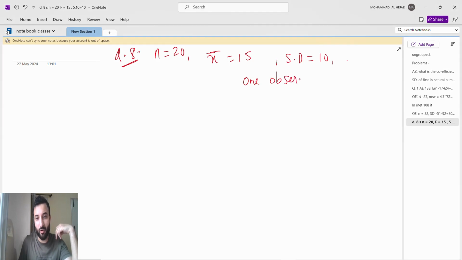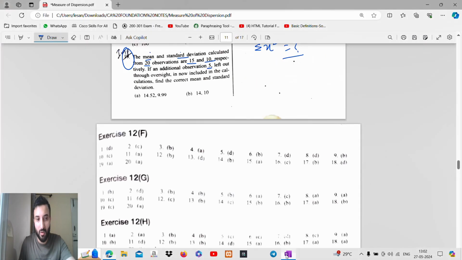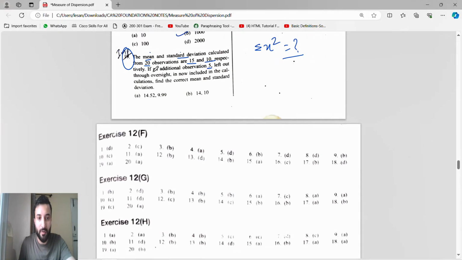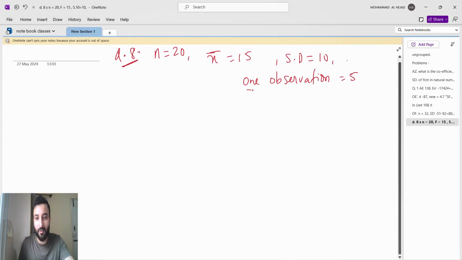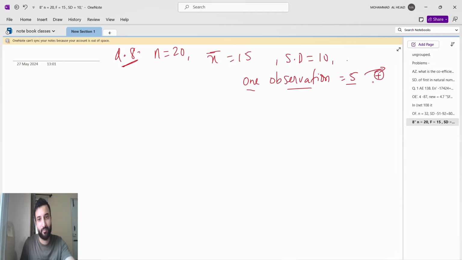They have left out one observation, and that observation's value is 5. So one observation, which is 5, is left out, and now it is being added. Now we have to find the new mean, meaning the correct mean and the correct standard deviation. Very simple, guys.